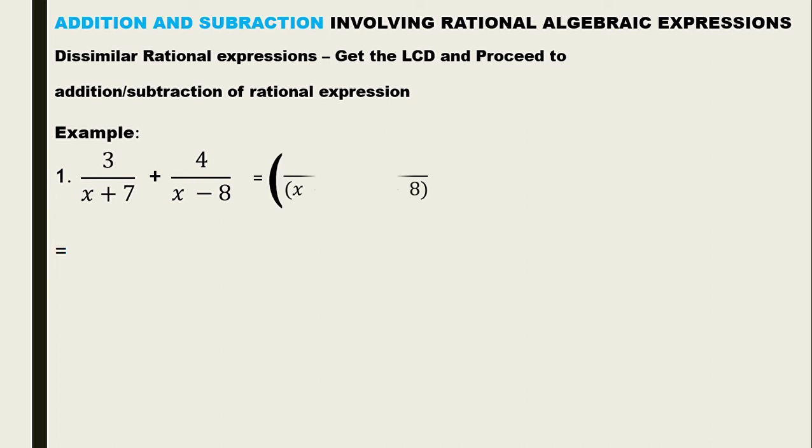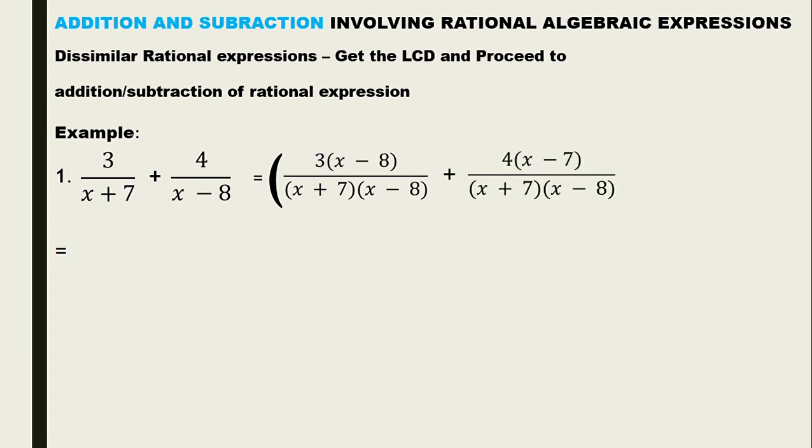So what you're gonna do is find the LCD. The LCD is x plus 7 and then x minus 8, that's the LCD for both of those. Then put x minus 8 at the top near 3. Put parenthesis, and after that plus 4. The same with the 4, but change the 8 to 7 like that.